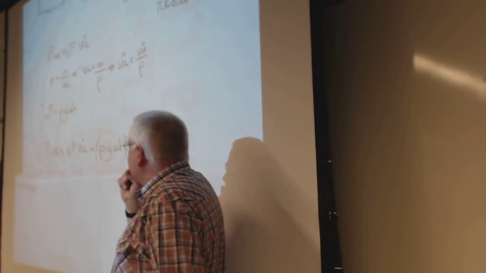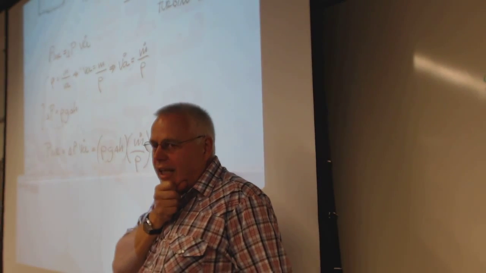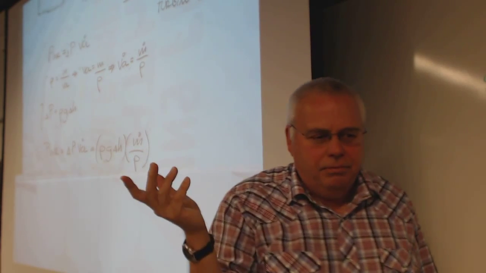Is there anything that could cancel out here? The pressure? It's actually rho, density, because we don't know what they are anyway. We didn't know what density was, but it turns out it doesn't matter. It cancels. We do know what gravity is, 9.81 meters per second squared. So now we've got g times h times m dot. We've got all that information.